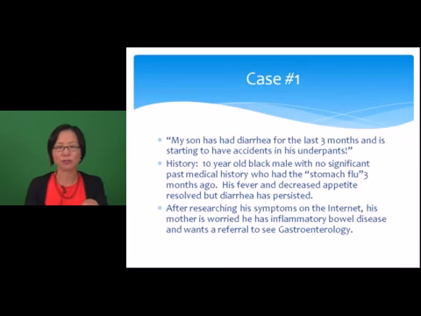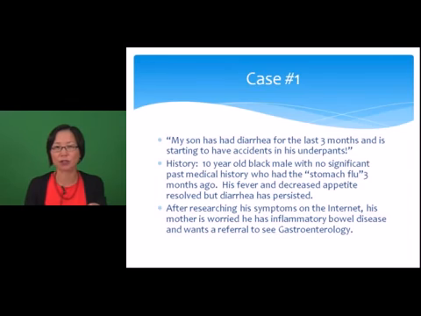We'll start with 2 cases of patients presenting with fecal incontinence. Case number 1, the mother complains that her son has had diarrhea for the last 3 months and is starting to have accidents in his underpants. He's a 10-year-old black male with no significant past history who had a stomach flu 3 months ago. His fever and his decreased appetite resolved, but his diarrhea persisted.